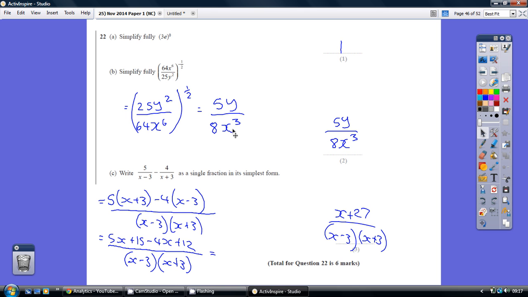And x to the 3 times x to the 3 gives us x to the 6. Remember, you add the powers when you're multiplying. So working that backwards, the square root of x to the 6 is x to the 3.